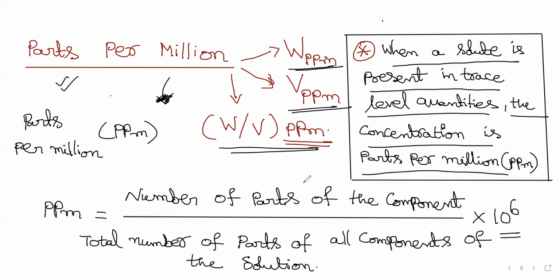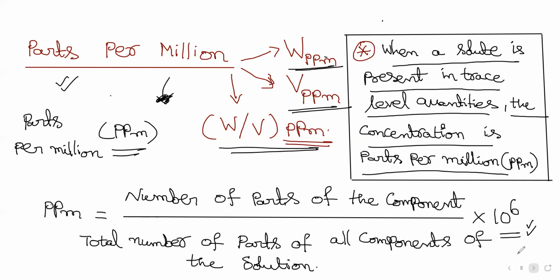So ppm is the abbreviation, and ppm is the number of parts of the component divided by the total number of parts of all components of the solution multiplied by 10 power 6. It can be weight by weight, or volume per volume, or weight to volume.